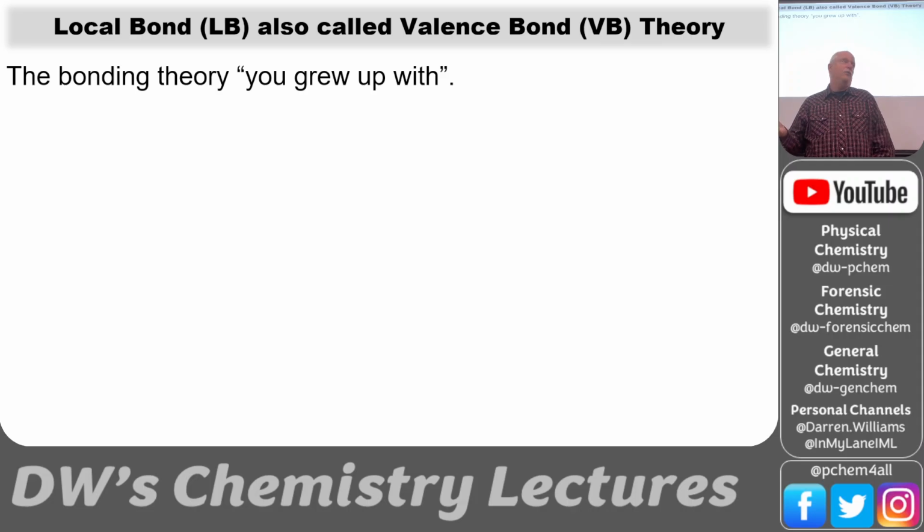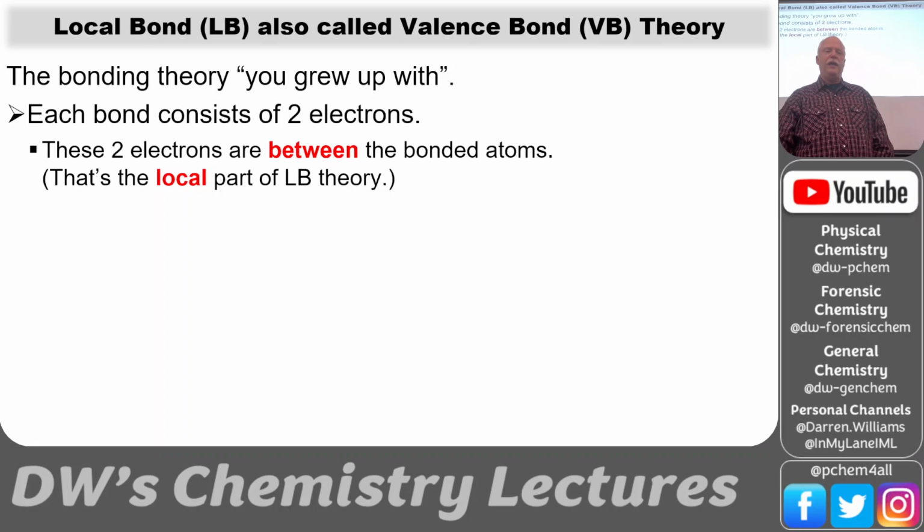So it obviously works pretty well, or we wouldn't be able to accurately get the point groups of the molecules. So this is the bonding theory you grew up with. Each bond consists of two electrons, and they're between the bonded atoms. So if I have two atoms that are bonded, there's two electrons holding them together. And it makes sense. You've got positive charges on each end. You need some electrons to attract the positive nuclei.